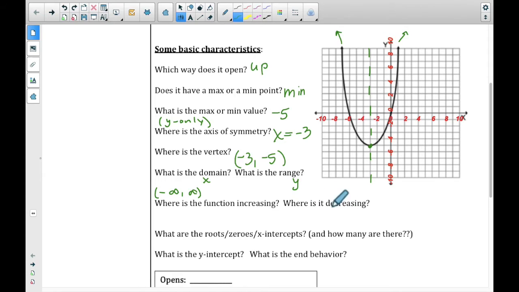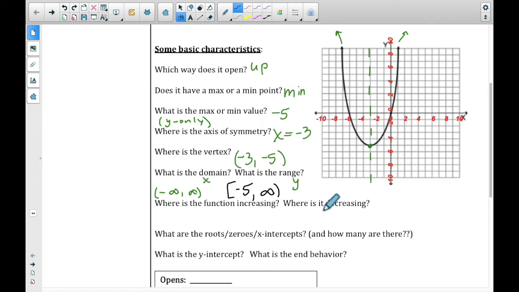Now the range is different. The range actually has a starting point, and it starts down here at -5, and it goes all the way up to infinity. Notice I put a bracket on there, a squared off bracket, because it does include that point. It does include the point -5, and then it goes up forever. Also in range, we always go from the smallest numbers to largest numbers.